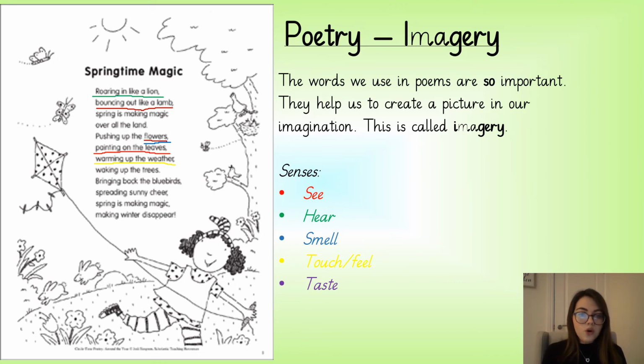Okay, waking up the trees, bringing back the bluebirds. Now birds, again, they're things that I can see. So I'm going to underline them in red. But I can also hear the birds, can't I? So I need to get my green and underline it in green, because I can hear the bluebirds just like I could hear the roaring rain.